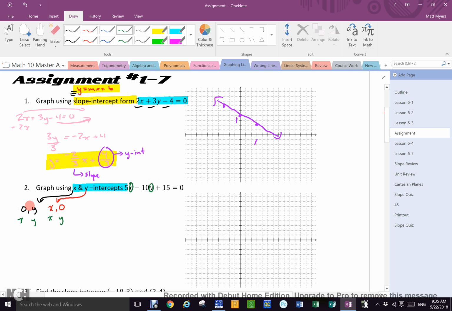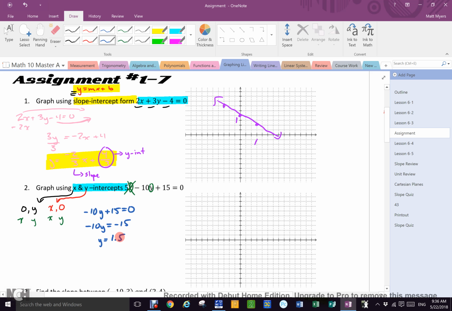When x is 0, what's going to happen to 5 times 0? What's going to happen? 0. It's going to disappear. So I would have negative 10y plus 15 equals 0. Do I want negative 10y's or do I want 1y? I want 1y. So negative 10y equals negative 15. Y equals positive 1.5. Everyone agree?